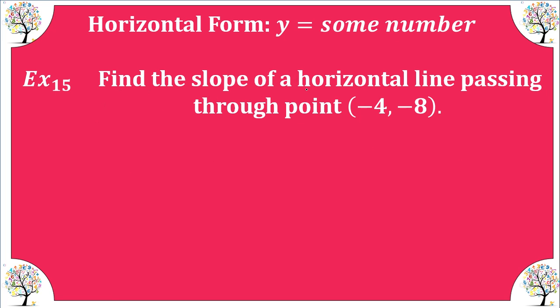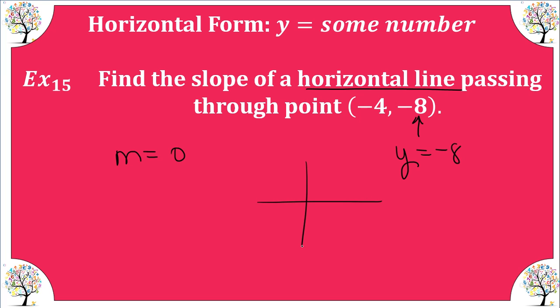Find the slope of a horizontal line that passes through point -4, -8. It's just asking for the slope. So if we see horizontal line, we should say slope is 0. Now let's go ahead and write the equation. If it passes through -4, -8, my equation is going to be simply y equals -8.